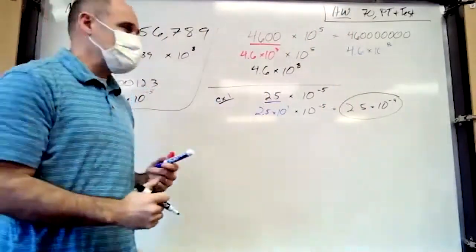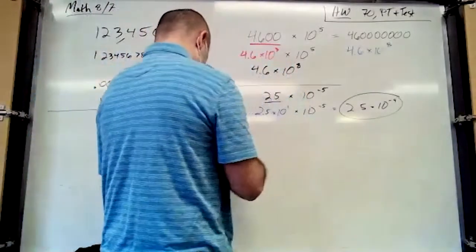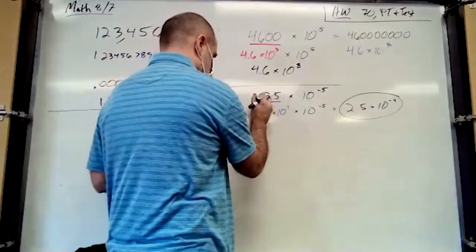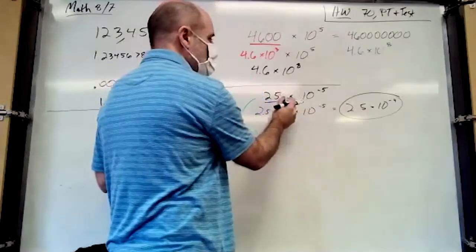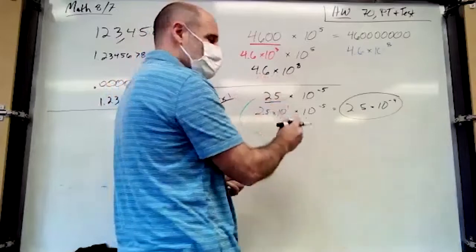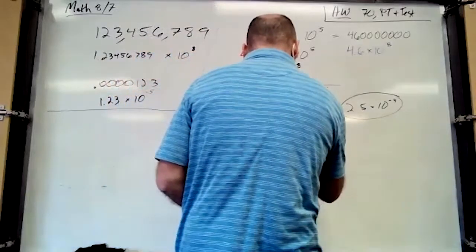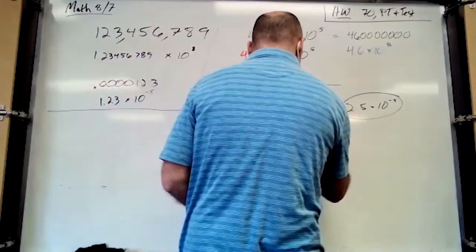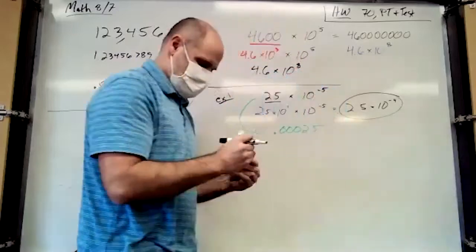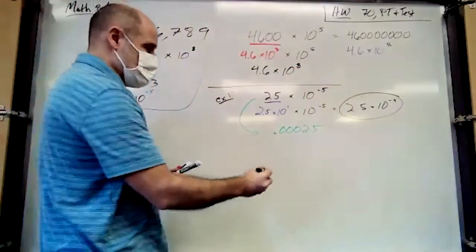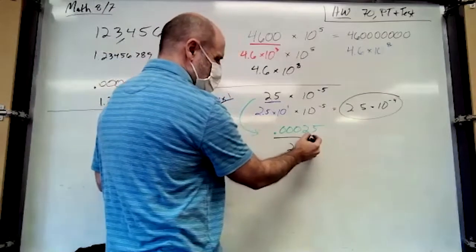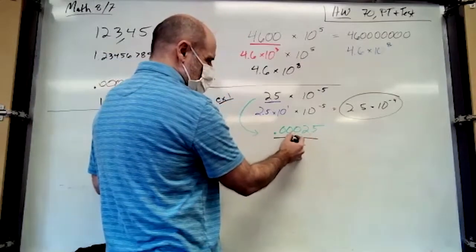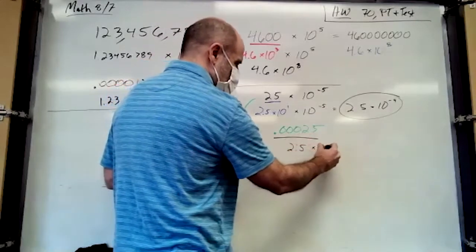Okay, if we did it Grace's way, we could have done it Grace's way. It's not like it's Grace's way. She's not the only one that does it. But if I move this decimal 5 places to the left, it's going to look like this: 0.00025. Right? And how do I write that in scientific notation? Well, put the decimal after the 2. And then to get it back to there, you have to go 1, 2, 3, 4 to the left.